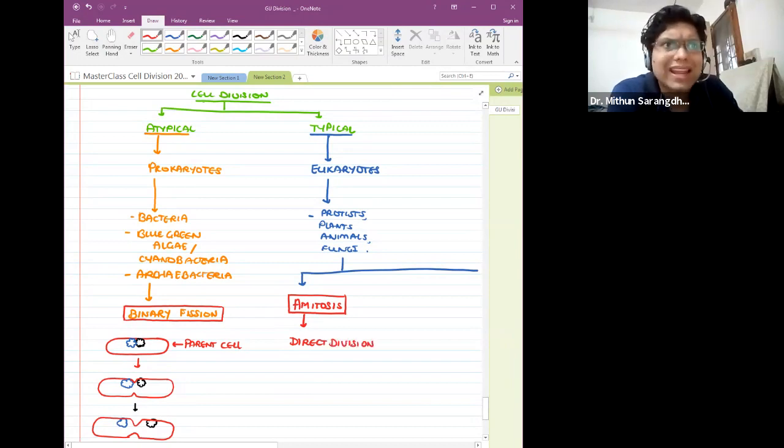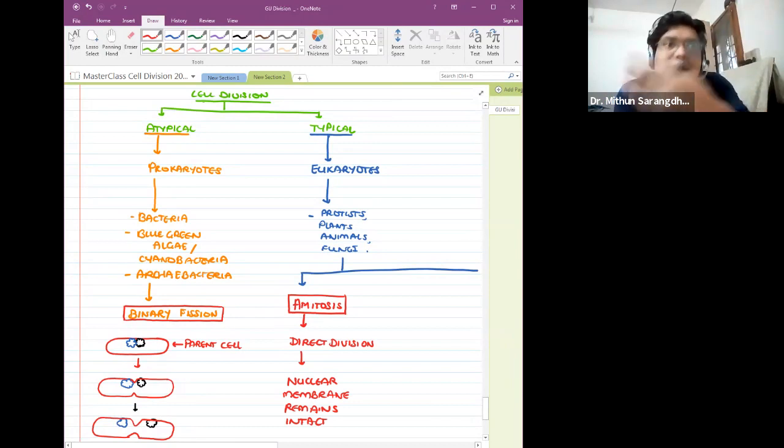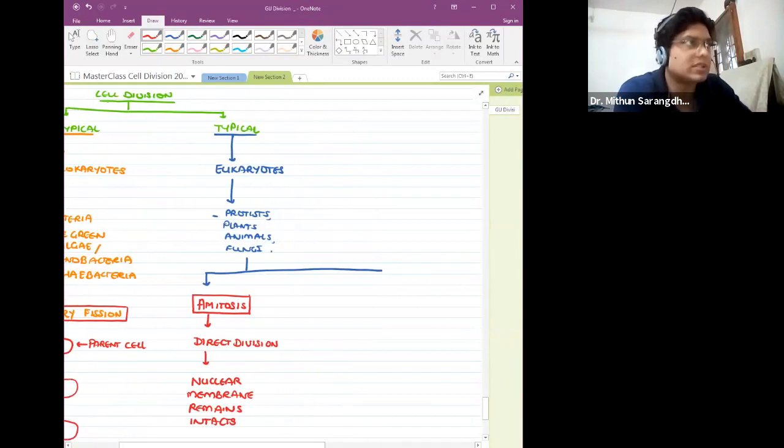Now why direct division, guys? Because in this kind of division, the nuclear membrane remains intact. Whereas in other cases, in mitosis and meiosis, the nuclear membrane disappears, and then after the division is done, it is going to reappear. In amitosis, it is not the case. So we will see amitosis, but this is just to give you the first differentiating points.